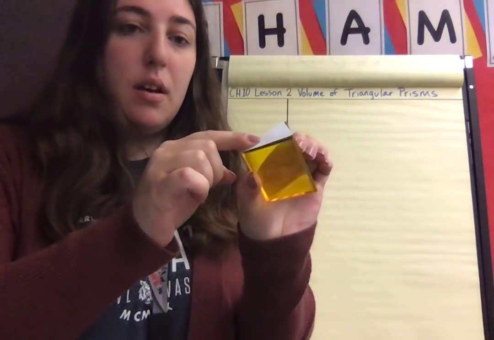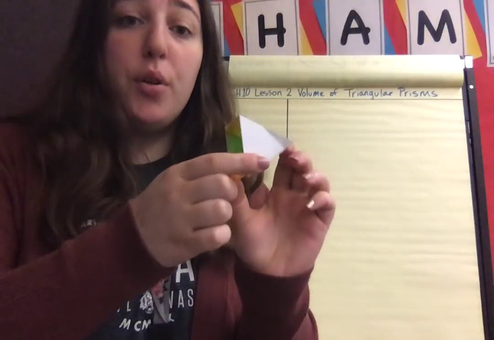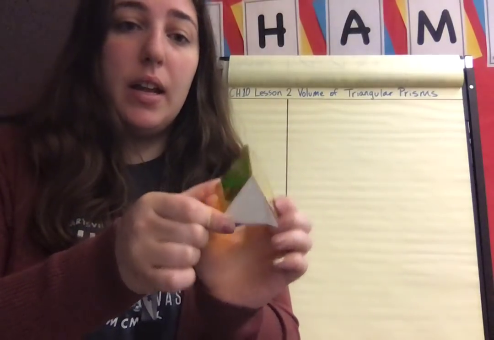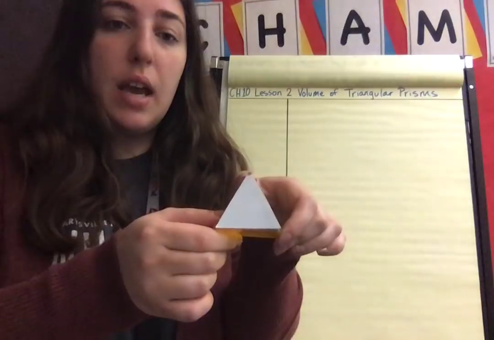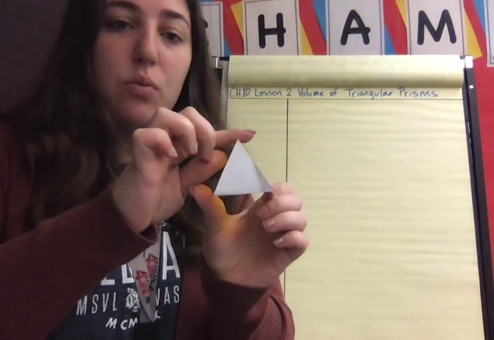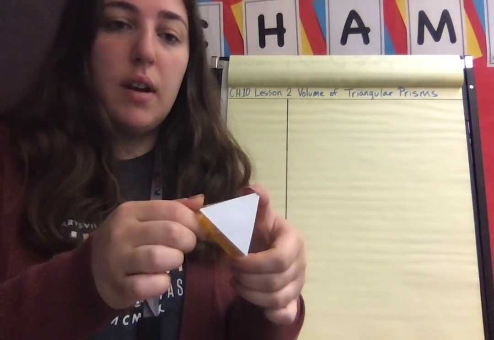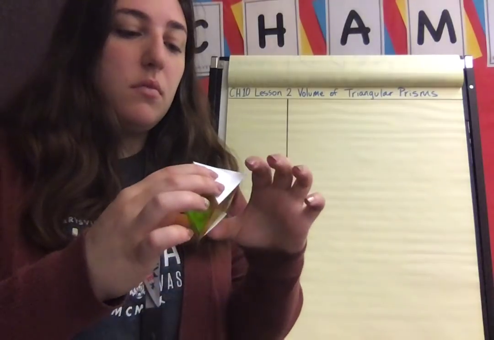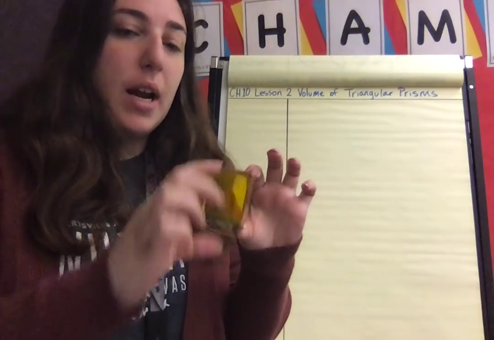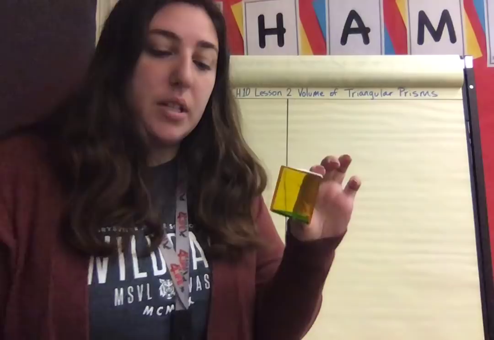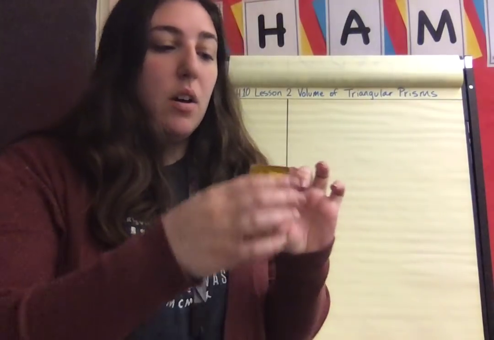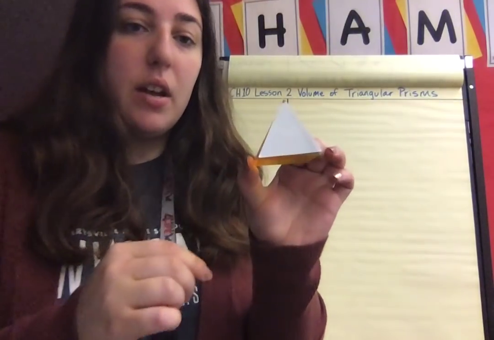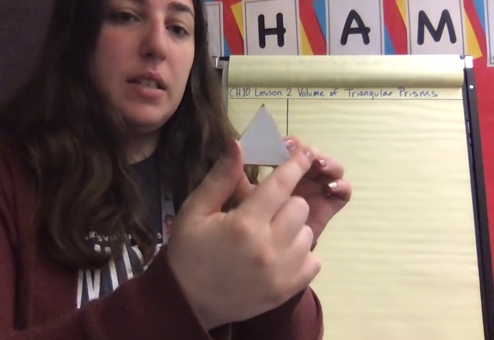It has a base here and a base here. Both bases are parallel and identical to each other. Okay, we talked about this yesterday. That's what a prism is, right? Now, when we're talking about triangular prisms, one thing to note is that we are going to first find the area of this base here, right?